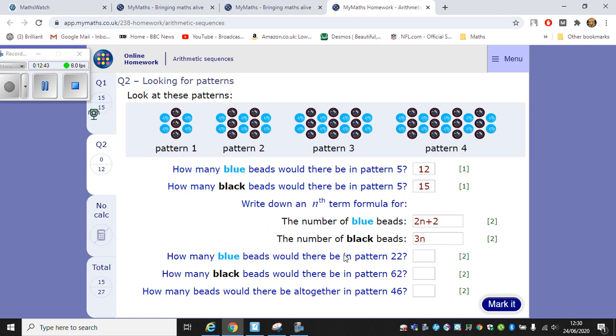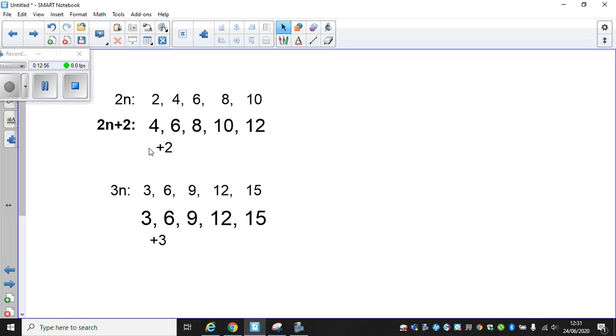How many blue beads would there be in pattern 22? So we want to know what is going to be the 22nd number in our sequence for blue beads. But let's just go back to our working out. So for blue beads, we have this rule here, 2n plus 2. And for the first pattern number, there was 4, then 6, then 8, then 10, then 12. We need to use this rule to find out how many blue beads there are in pattern number 22.